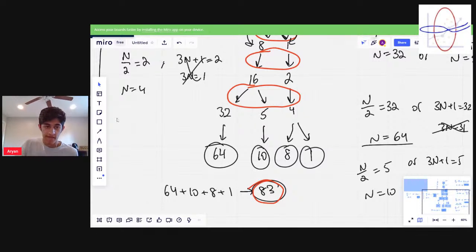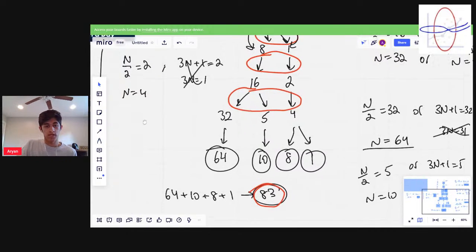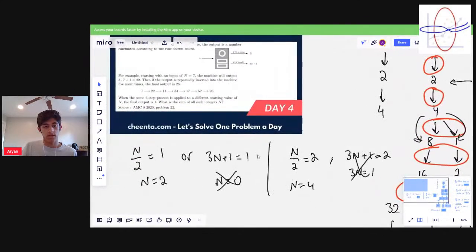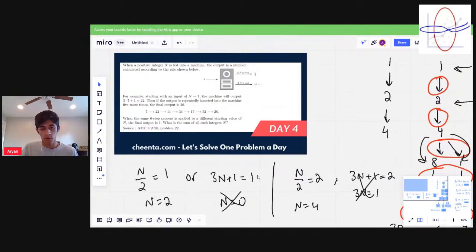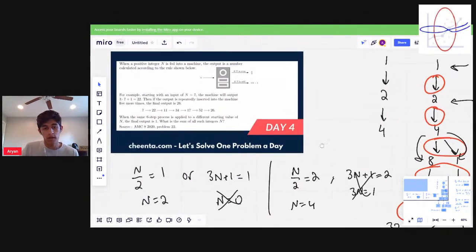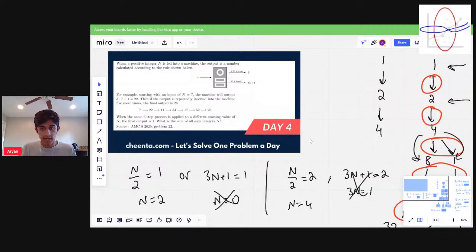So the moral of this story is the problem definitely seemed a lot longer and more complicated than you might be used to. But if you take it one step at a time and maybe work backwards in some cases, it's a lot easier than working forwards.